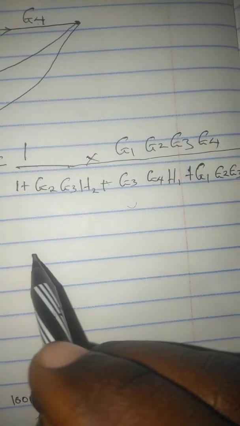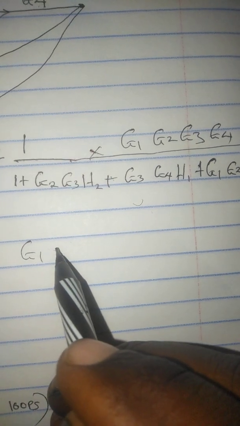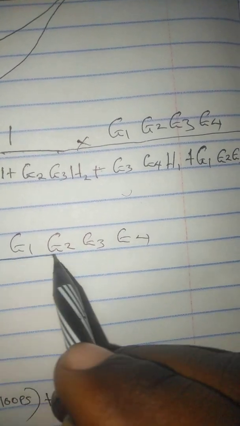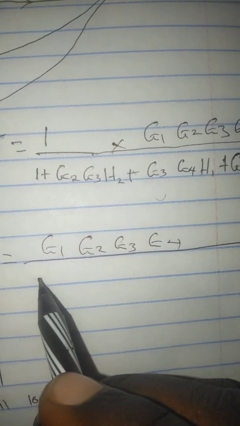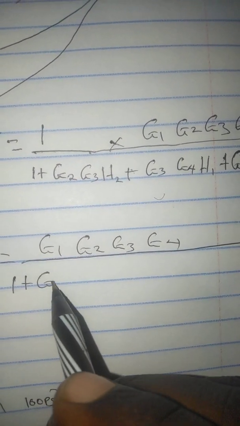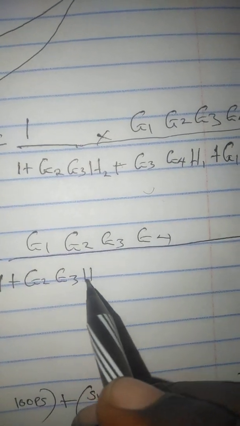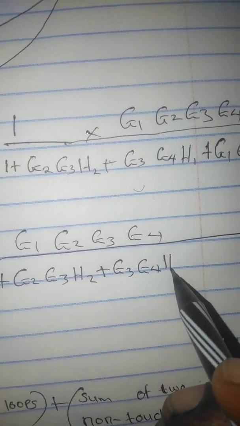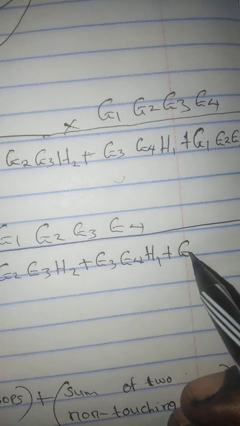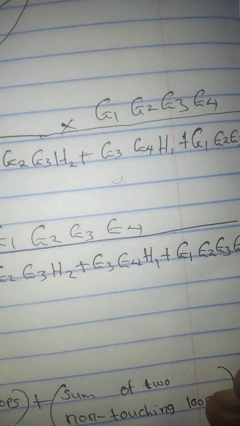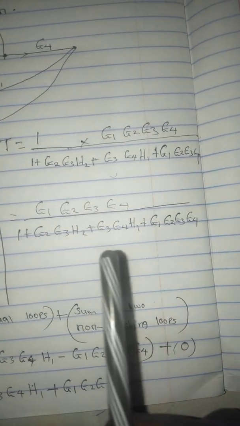So the transfer function is equal to G1, G2, G3, G4 over 1 plus G2, G3, H2 plus G3, G4, H1 plus G1, G2, G3, G4. This is the transfer function of this question.